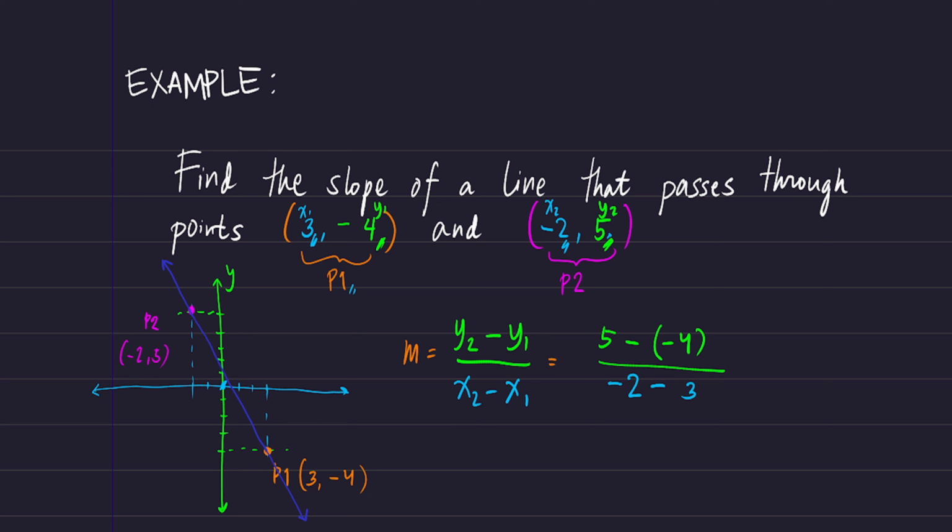Okay. Simplify natin. 5 minus minus 4. So, magiging positive kasi makakancel yung negative. So, 5 plus 4 is equal to 9. And negative 2 minus 3 sa denominator ay equal sa negative 5. So, ang ating slope is equal to negative 9 over 5. Ayan. Yan ang ating final answer.